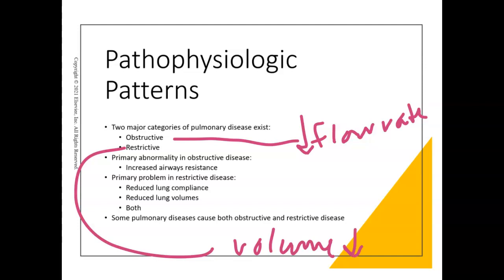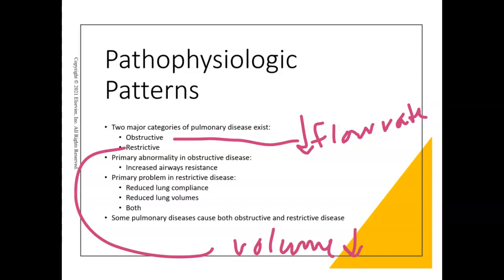The primary abnormality in obstructive diseases is an increase in airway resistance. So with obstructive processes, your airway resistance increases, making it very difficult to navigate those narrow breathing tubes, and the air doesn't want to go in or out. The primary problem with restrictive diseases is decreased compliance. Restrictive diseases affect the lung tissue, so how stretchy that balloon is, how much that balloon wants to stretch.